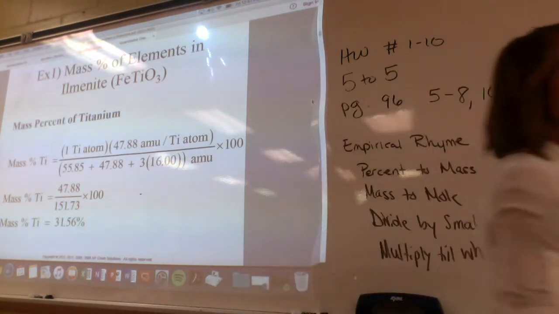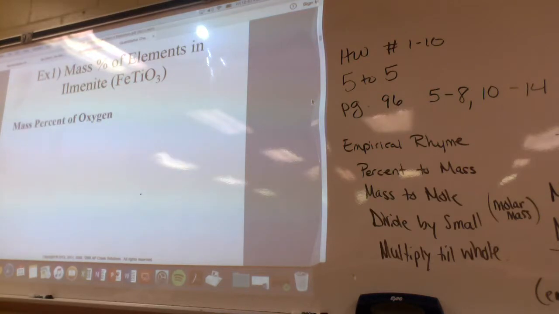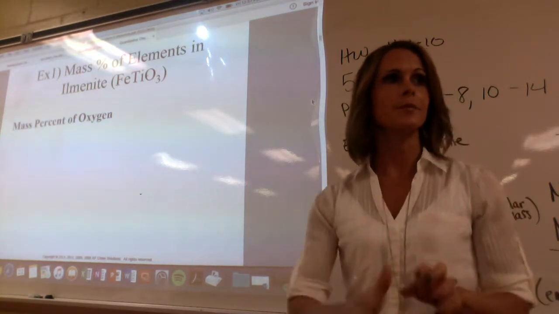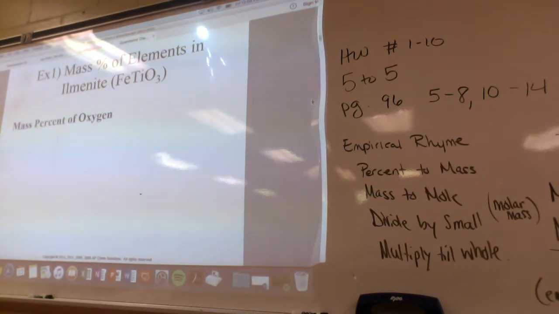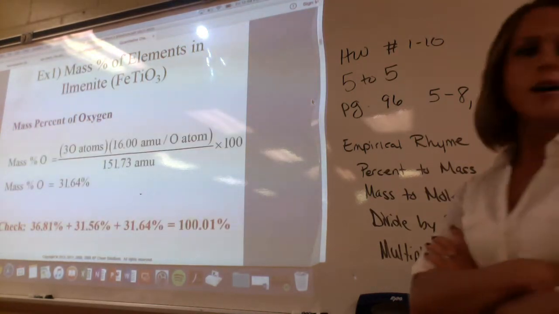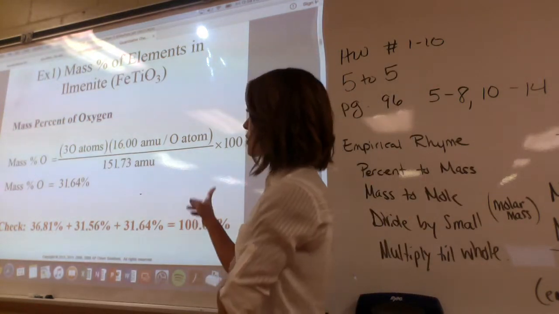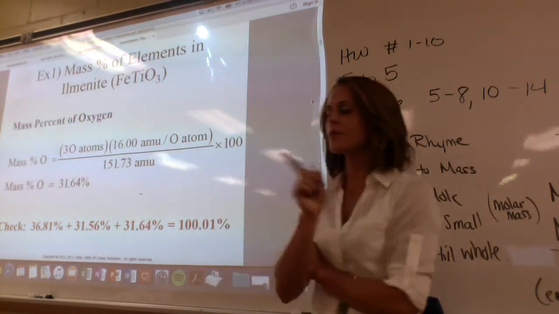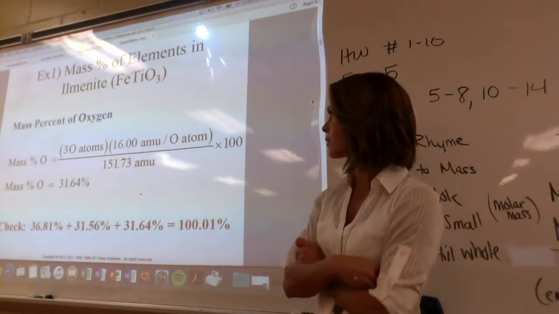So the last part is finding the mass percent of oxygen. So two approaches would be you could just solve for the mass percent of oxygen, or what's a simpler approach? Subtract from 100. All right, so solve that. So you should get 31.64%. You might be slightly over 100 or slightly under when you're adding them up if you solved for it.